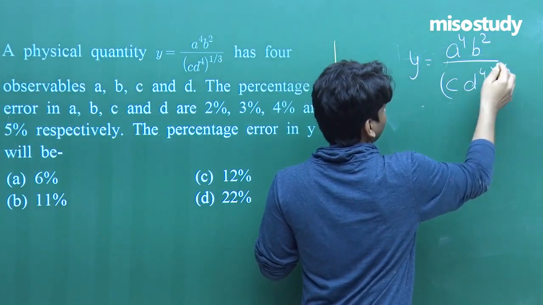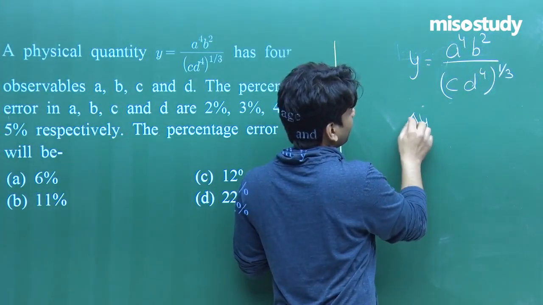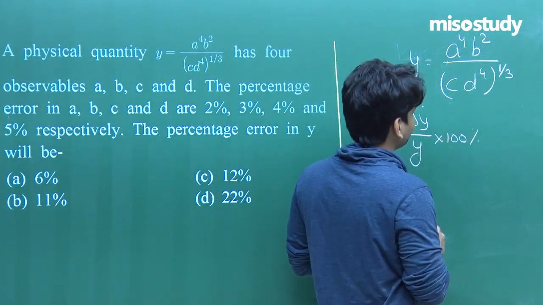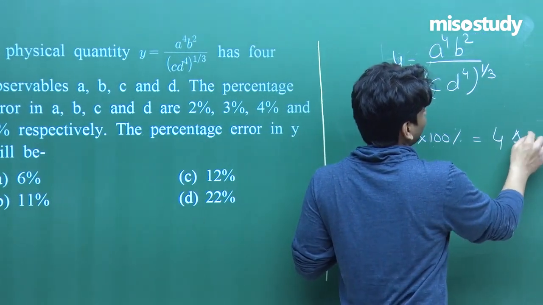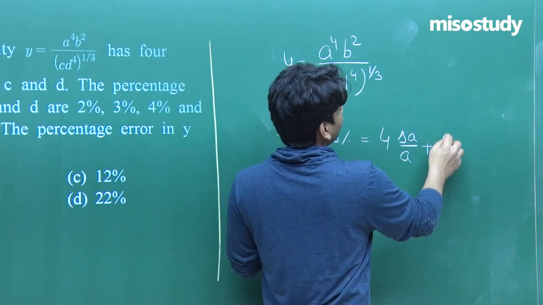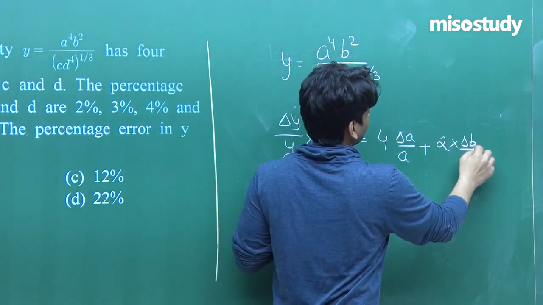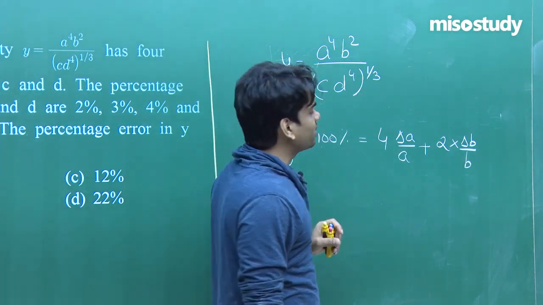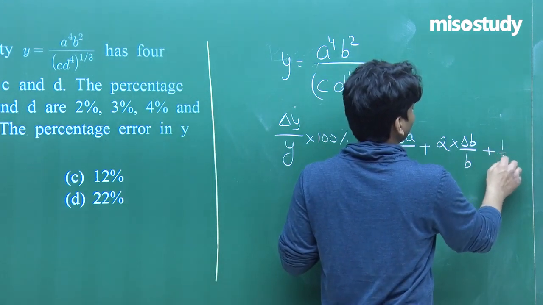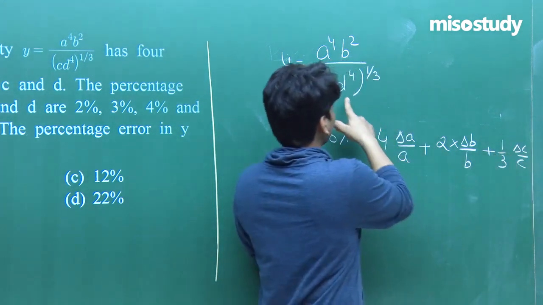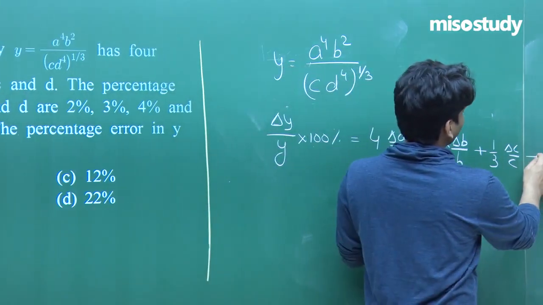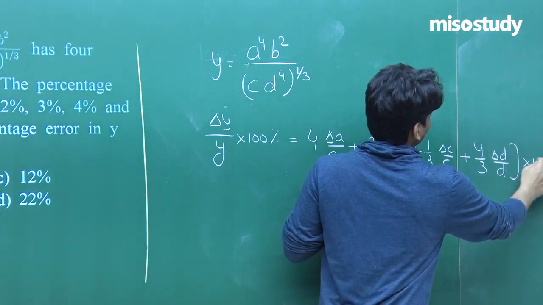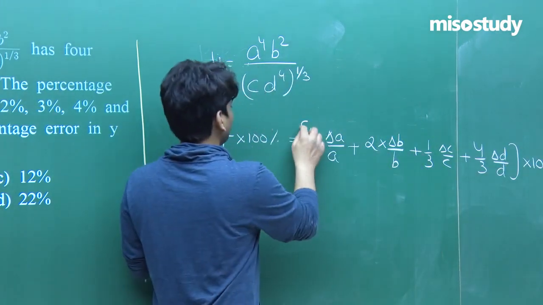So again delta y by y into 100%, this turns out to be, see here, I am writing directly because you all would be very well aware about how to do this. Now see this term, this is c to the power 1 by 3 in the denominator, it will go up, it will be c to the power minus 1 by 3, but we will be using plus 1 by 3 delta c by c, and for this it will become 4 by 3, so plus 4 by 3 delta d by d multiplied with 100%, this is what we have to evaluate.